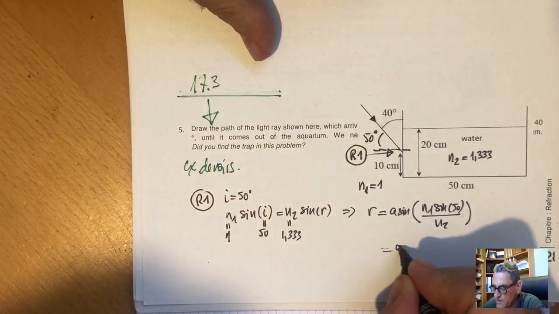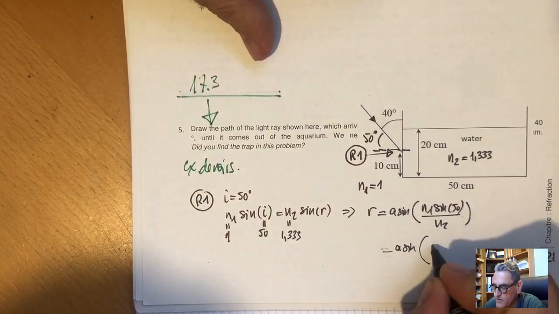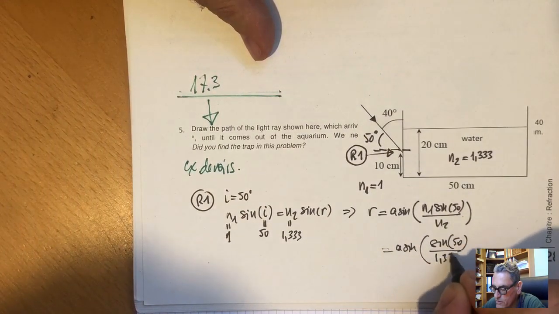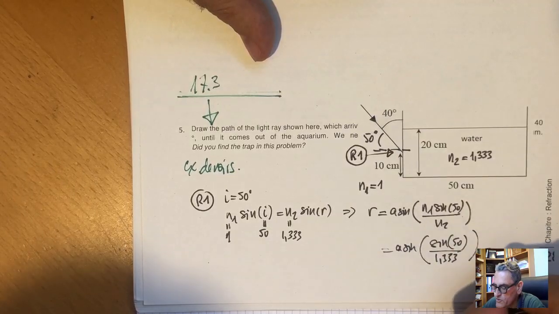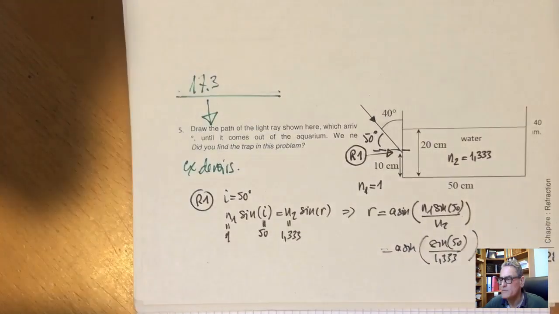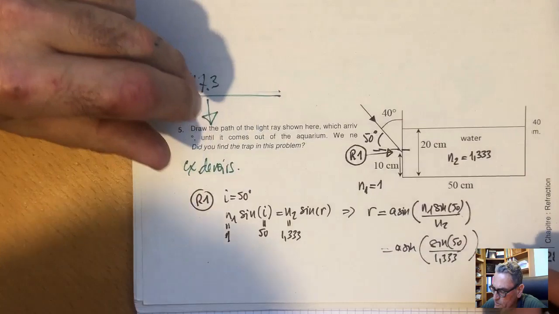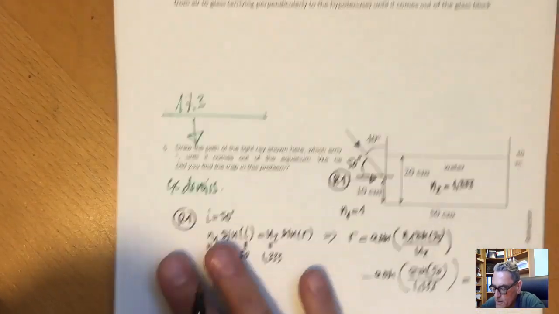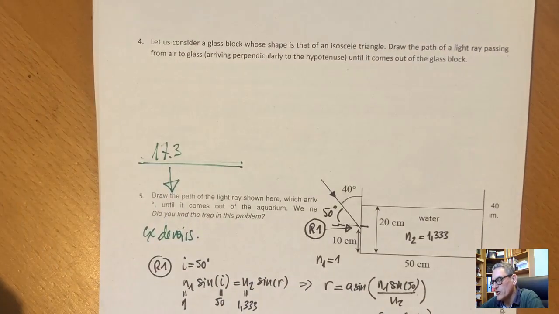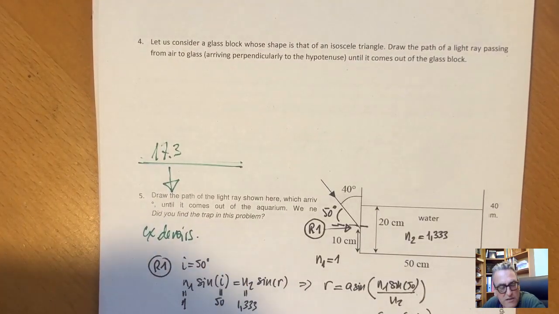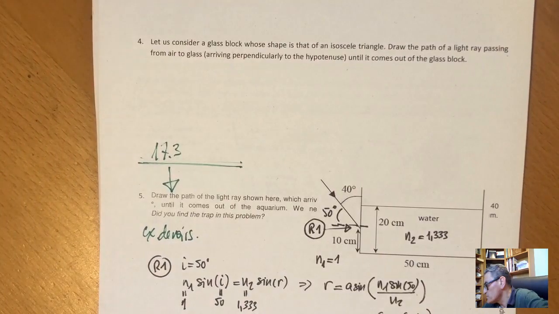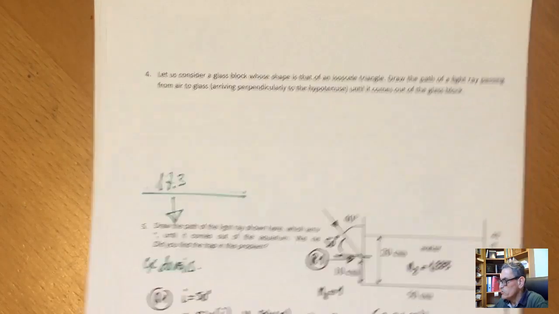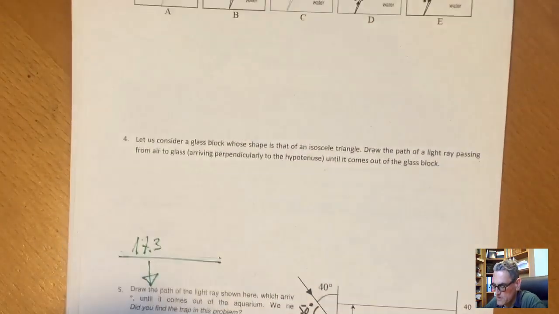So it's the arcsine of sine 50 over 1.333. How much is that? I have 35.1. 35, let's say 35. Okay, 35 will do. Do you think it's correct? We are going closer to the normal. Is this correct? Yes. This is what you expect? Yes, because we go from a fast medium to a slow one.